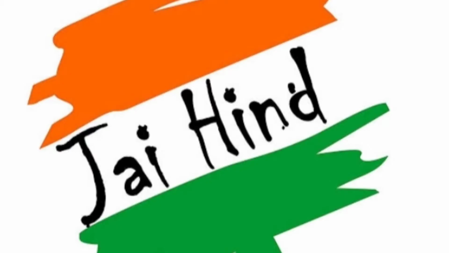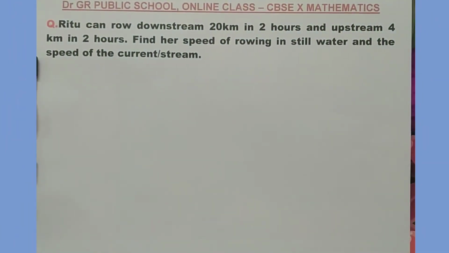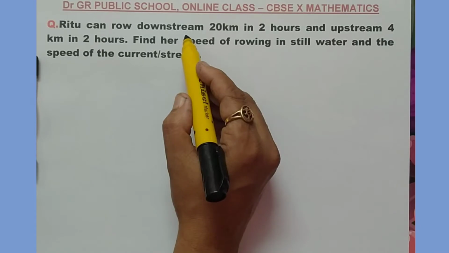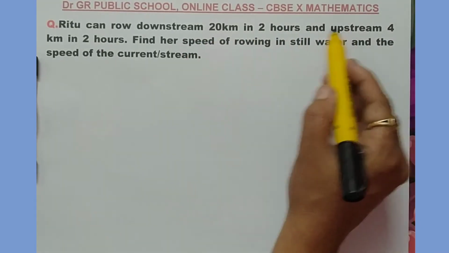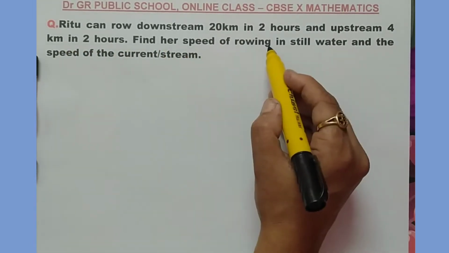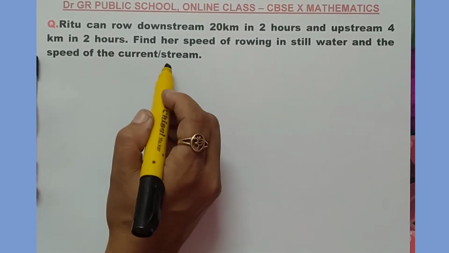Welcome to today's class. Today we are going to discuss more problems based on equations reducible to a pair of linear equations. Come with this question. Ritu can row downstream 20 km in 2 hours and upstream 4 km in 2 hours. Find her speed of rowing in still water and the speed of the current or stream.